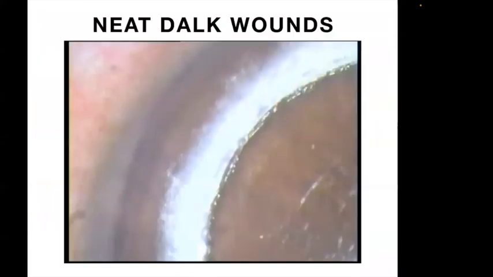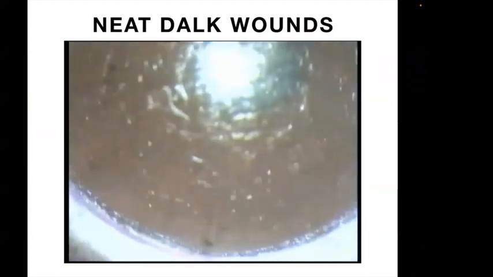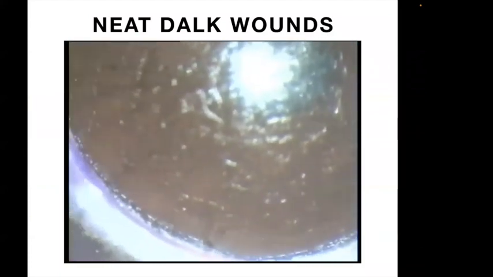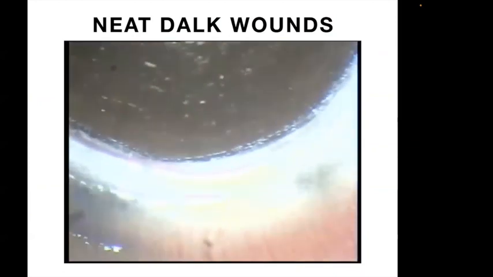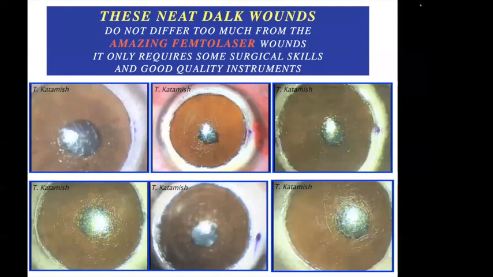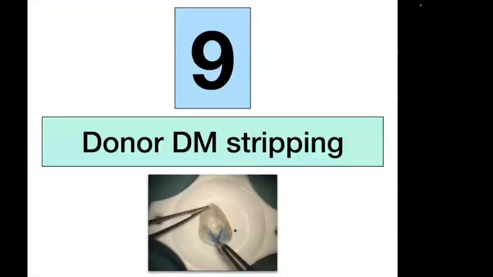As you see, the wound is very neat. This is high magnification showing the wound is very neat. So these are other examples of very neat wounds. As I always say, these neat wounds do not differ too much from the amazing femto-laser wounds. It only requires some surgical skills and good quality instruments. The 9th step, the very easy step, is donor stripping.